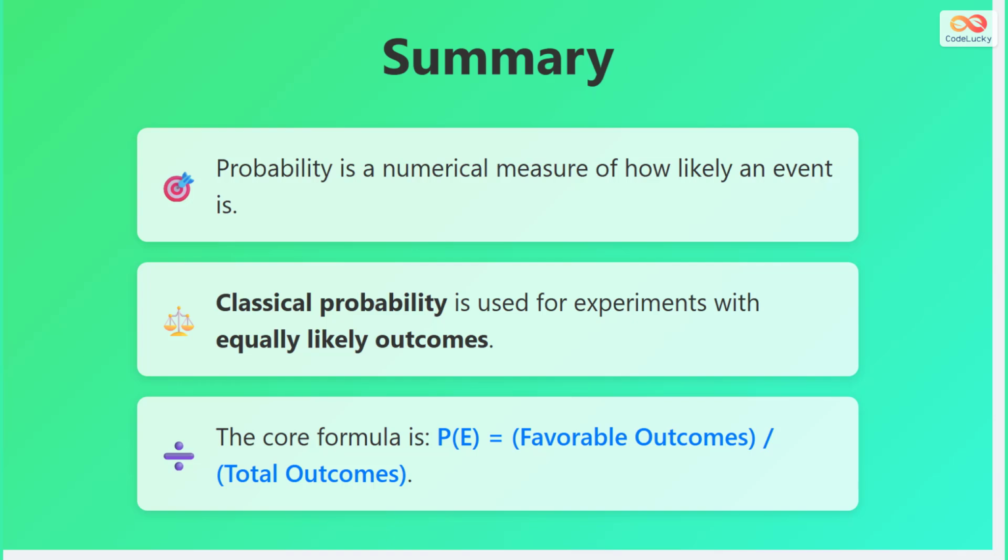To wrap up, remember that probability gives us a numerical way to measure the likelihood of an event. Classical probability is the go-to method when all outcomes are equally likely. And the key to it all is that simple formula, the number of favorable outcomes divided by the total number of outcomes.